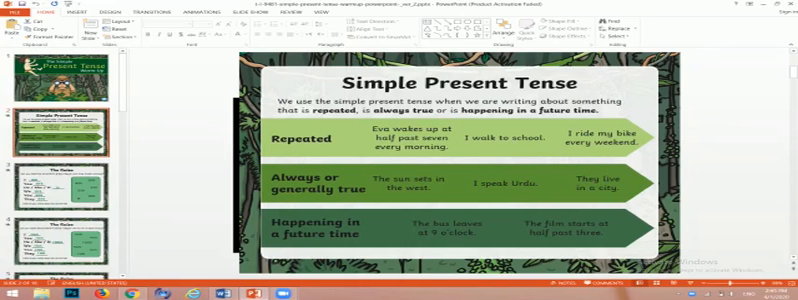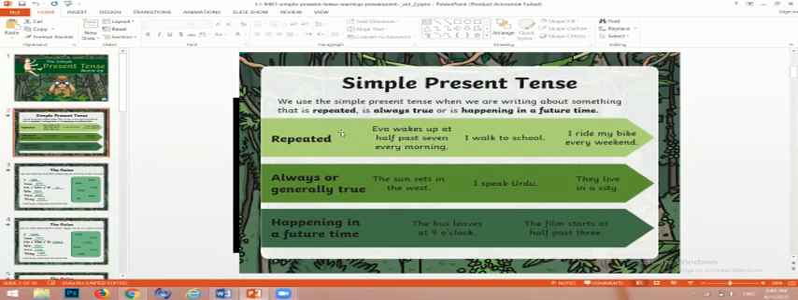Let's start with the first one, which is repeated action. What is the meaning of repeated action? Habits or a daily routine. It's things or actions that happen regularly.